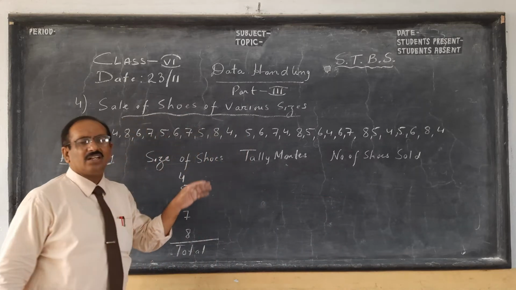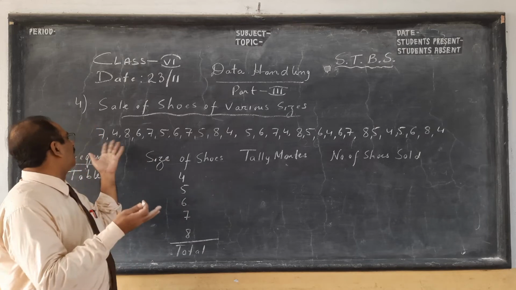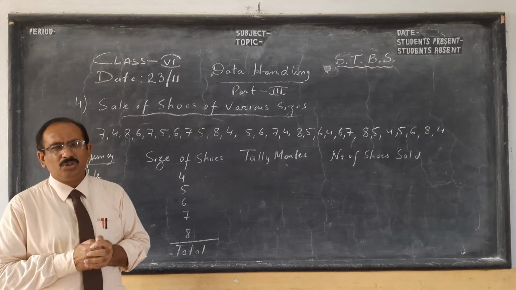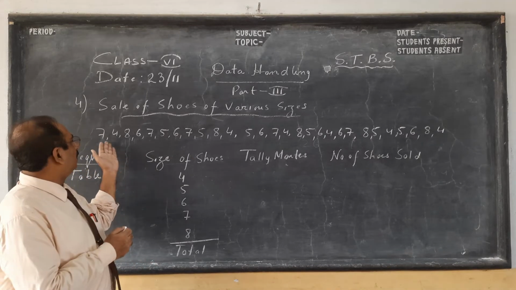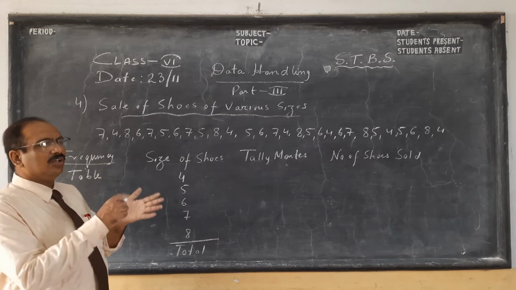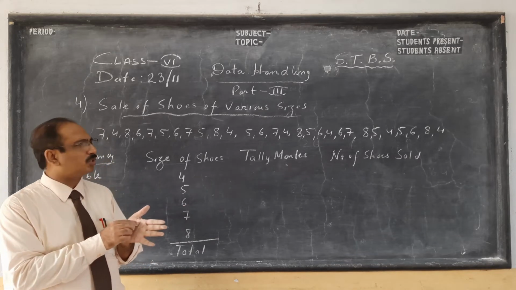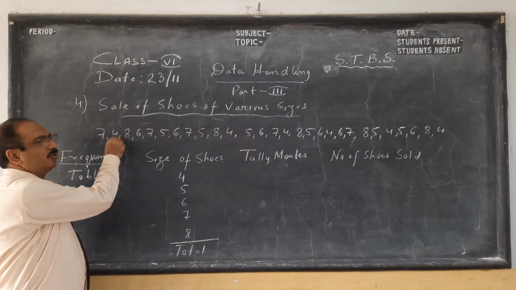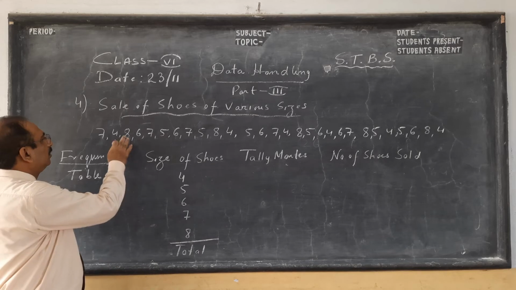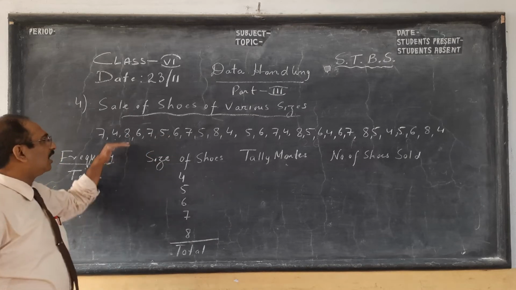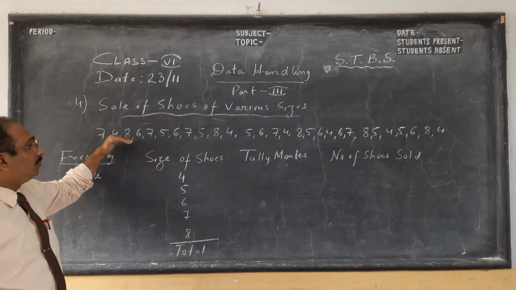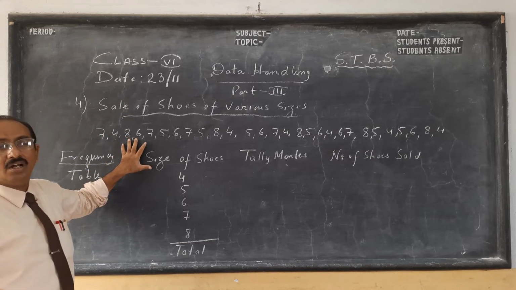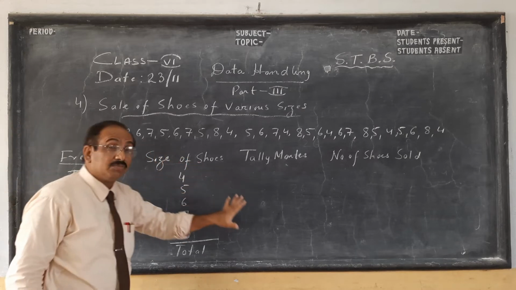So this data, children, is called raw data. Nothing we can know, just that these are 28 pairs of shoes which are sold, and these are the sizes 7, 4, 8. So suppose somebody is maintaining a record in the shop. First shoe sold, size number 7, second size 4, maybe for a small kid, then number 8, number 6. So this does not convey any meaning. Once we draw a frequency table from raw data, we get something meaningful.